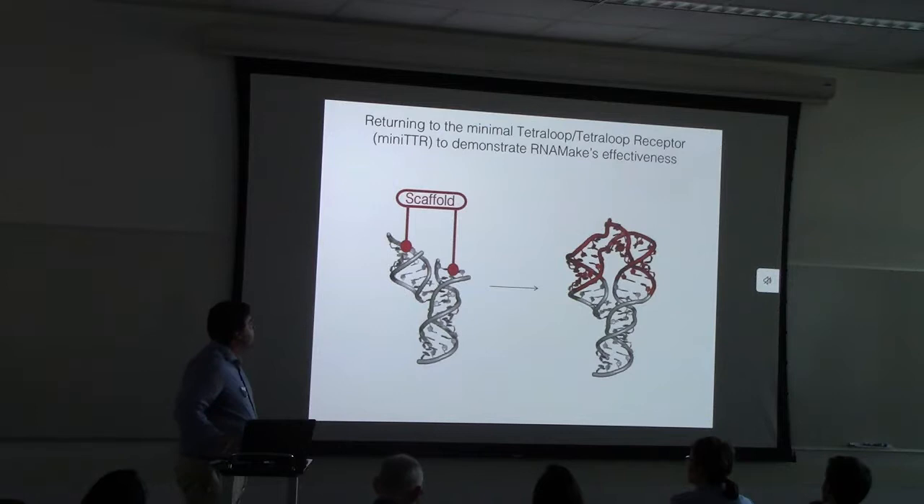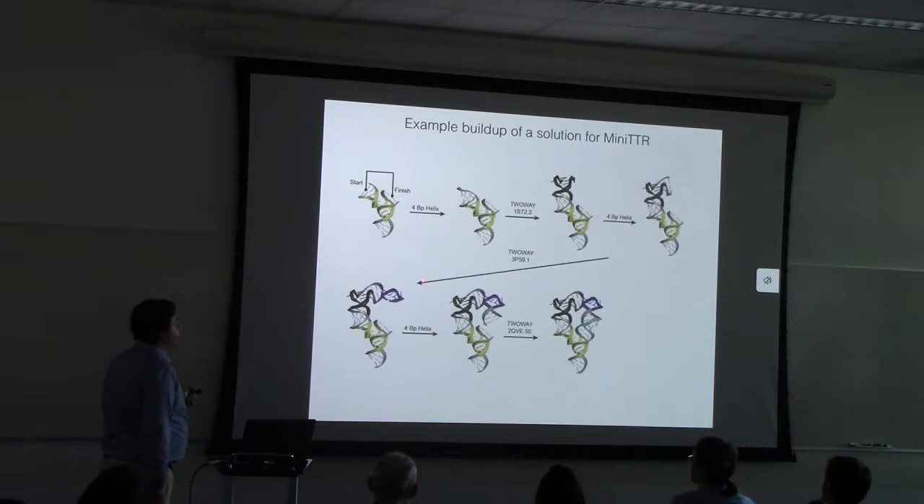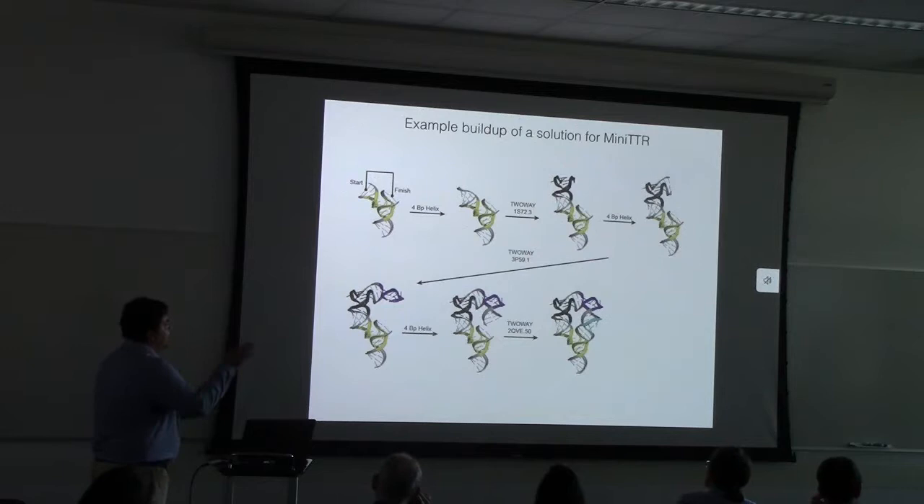Here is an example of what a final solution will look like. RNAMake starts with a start base pair, gets to an end base pair, and it assembles helices with motifs from this large motif library to build a final path. This is showing it in reverse, effectively. It's trying many possibilities, and it will get to a final structure like this.